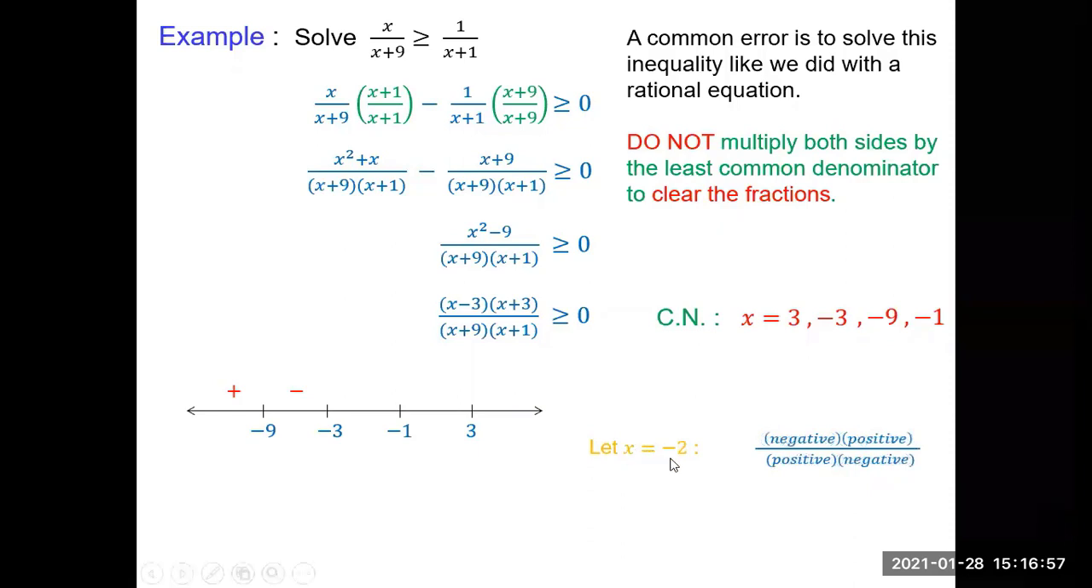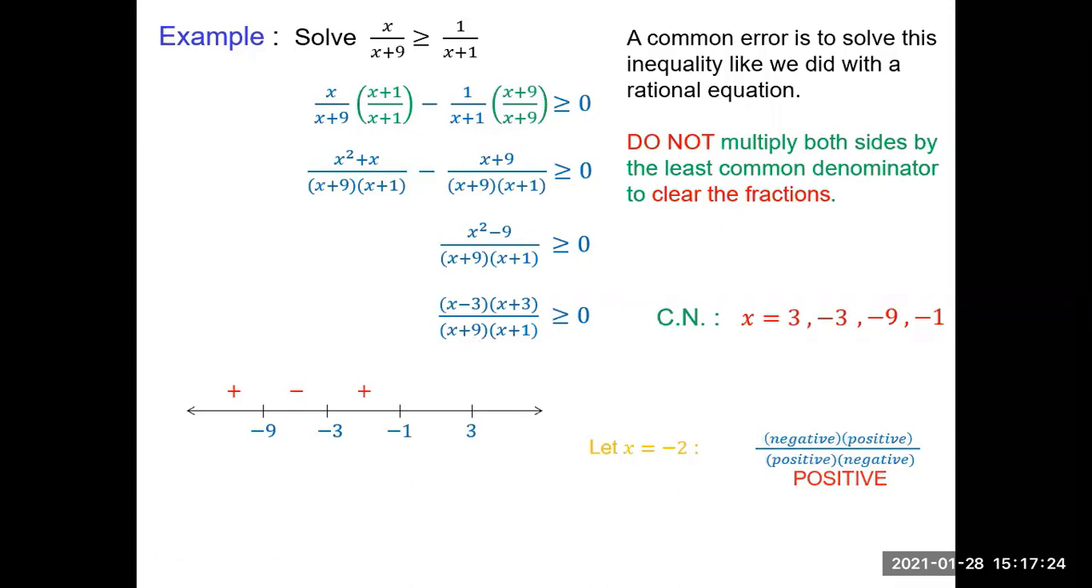So we can pick something between negative 3 and negative 1. Let's try negative 2. And going through the same process, we plug in negative 2 to every factor and realize that the top right will give a positive value, the bottom left will give a positive value. So now we get a negative value in the numerator, a negative value in the denominator. So when I divide a negative by a negative, I get a positive, which is why we can fill in a positive to the next region.